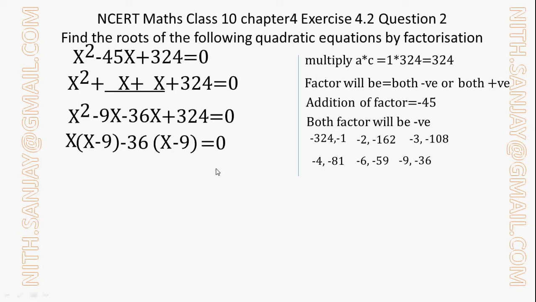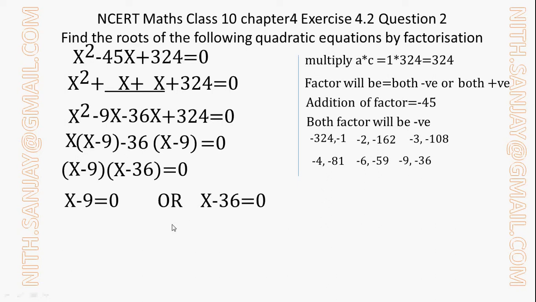So this has to be equal to 0. Now I will take x minus 9 common from this whole term. So x minus 9 is outside, and inside I will be left with x minus 36. This is equal to 0. Now to find the solution of this equation, I have to equate both these terms to 0. So either x minus 9 is equal to 0 or x minus 36 is equal to 0.